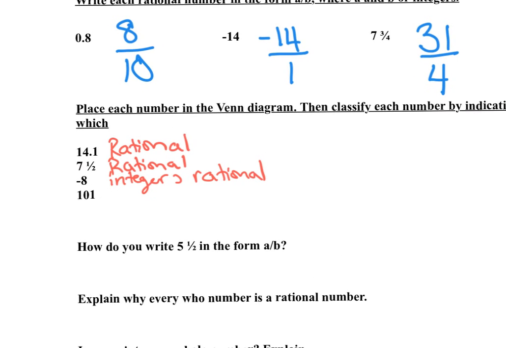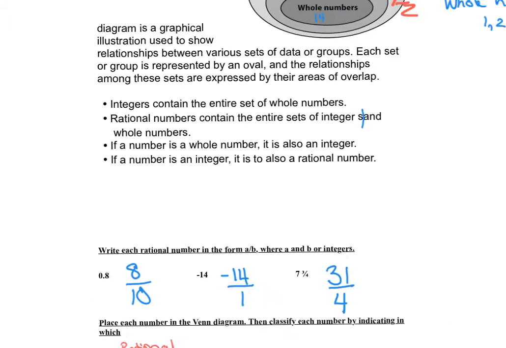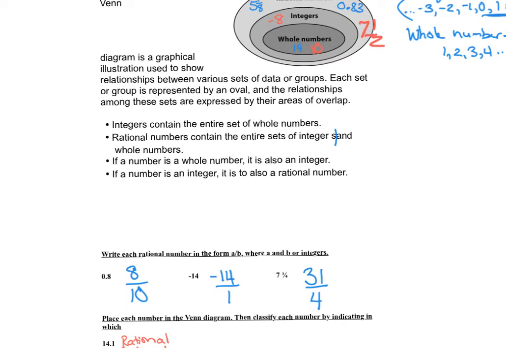What about 101? It's a whole number, which means it's also what? It's an integer and it is rational, because I can write it as a fraction, right? 101 over 1, that's a fraction. So that goes in the box with our whole numbers.